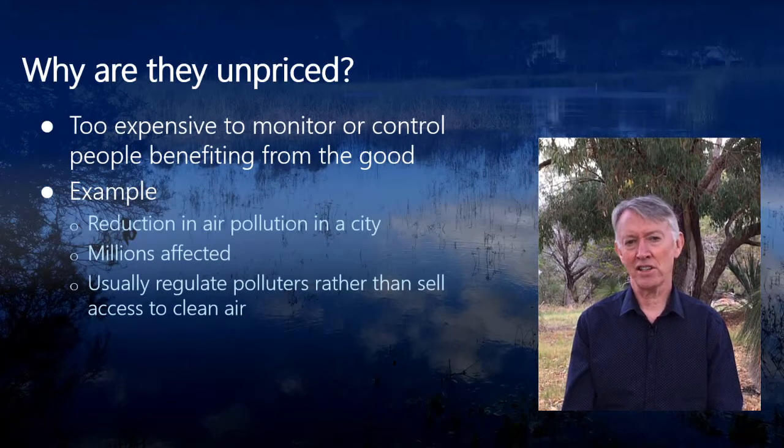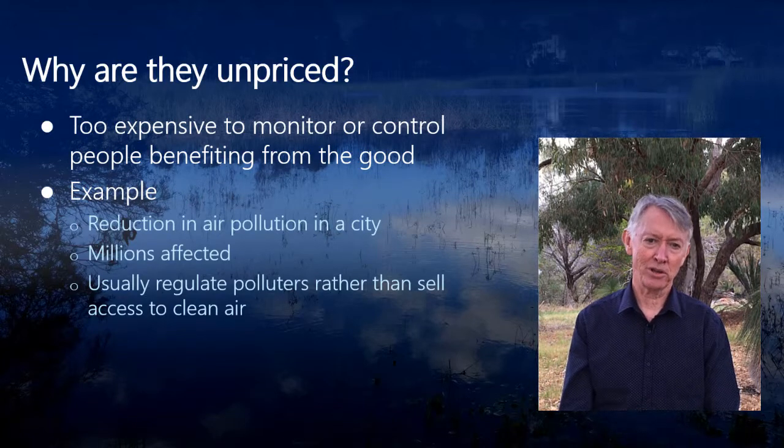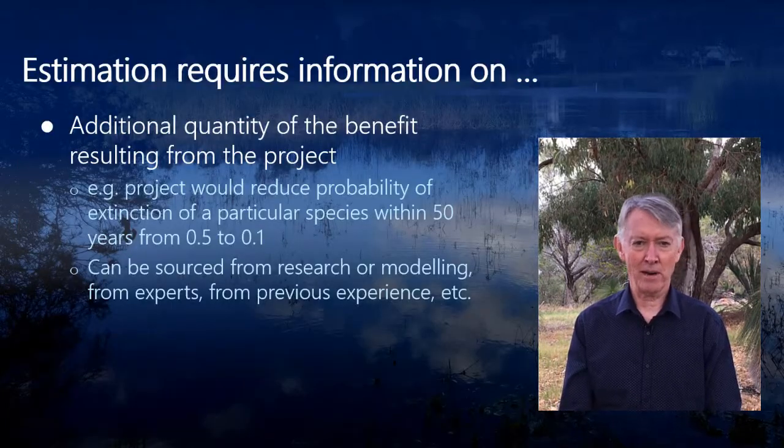A third reason is that it could be too expensive to monitor or control people from benefiting from the good. An example could be a reduction in air pollution in a city where there are millions of people who are affected, and rather than individually buy and sell rights to clean air, what governments usually do is regulate polluters to benefit everybody. Estimating non-market values requires information on a few different things.